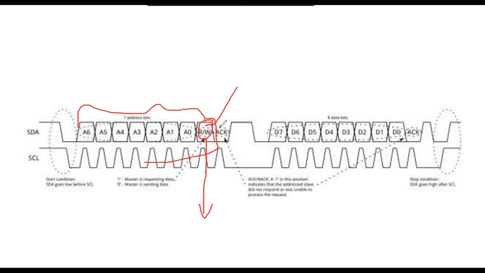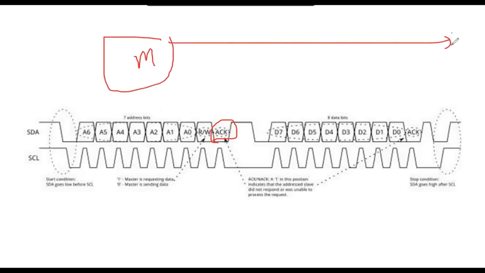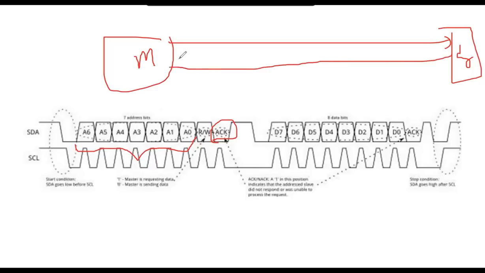And acknowledgement: if you see here, ACK is nothing but acknowledgement. Who is sending that acknowledgement? The slave is sending the acknowledgement to the master. Why is the slave sending the acknowledgement? Because this address was already sent from the master to the slave. If that slave receives that address correctly, it can send the acknowledgement: I have received the address correctly. If that particular address is not available in the slave, then it will send the not-acknowledgement.